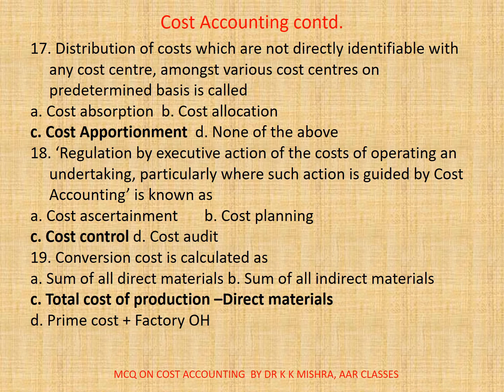Cost apportionment. 18. Regulation by executive action of the costs of operating an undertaking, particularly where such action is guided by cost accounting, is known as A. Cost control. Correct option is C, cost control. 19. Conversion cost is calculated as, here correct option is C, total cost of production minus direct material.